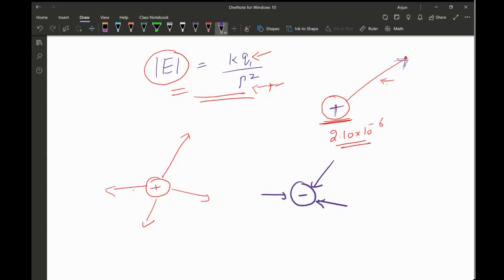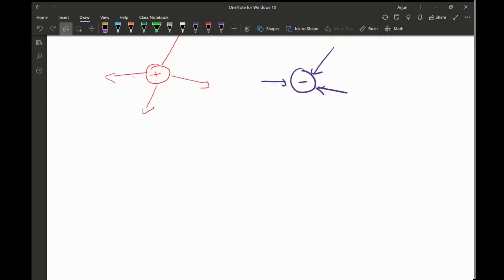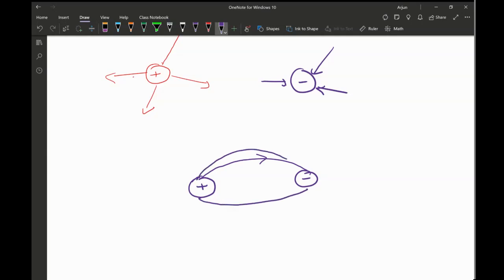Another thing we need to know about electric field lines is that they never intersect each other. If this is a positive charge and this is a negative charge, electric field lines will move outward from the positive charge and inward towards the negative charge. That's how they will be represented. But electric field lines will never ever intersect each other. So you will never find an electric field line which goes like this, crossing and crossing again. That will never happen. Electric field lines never cross each other.